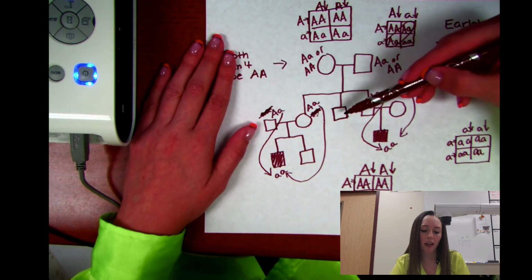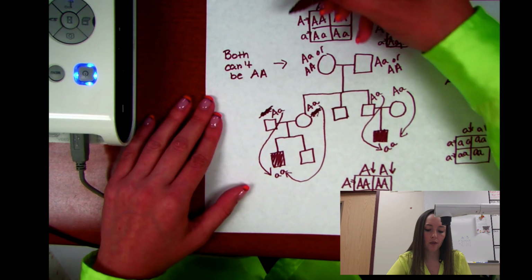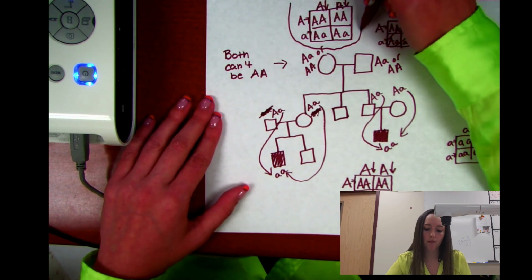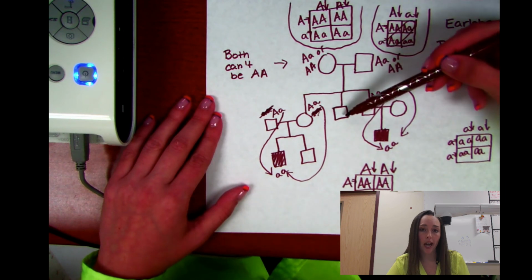So go ahead and think about that, looking at the Punnett squares. So these are the two possible Punnett squares. These are two possible ones. Can we know if this kid is big A, or big A, little a? Can we know if it's homozygous dominant or heterozygous? If you said no, you are correct.